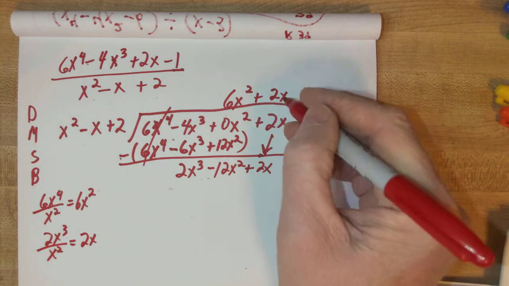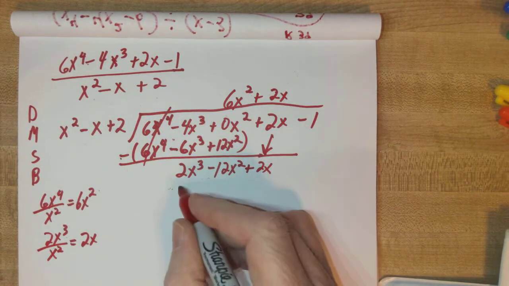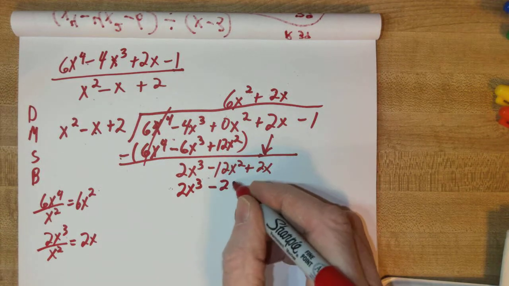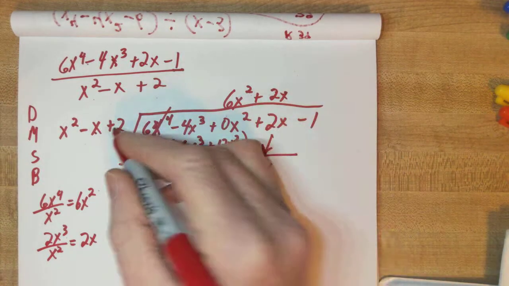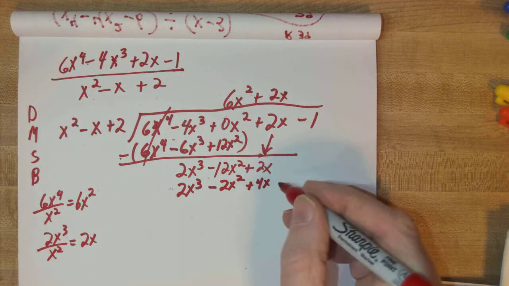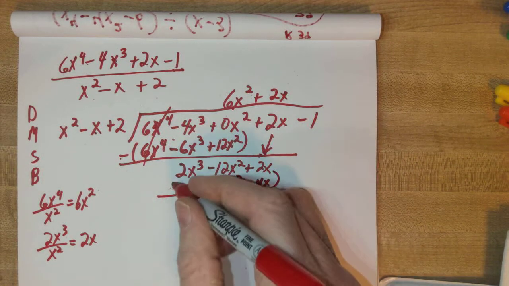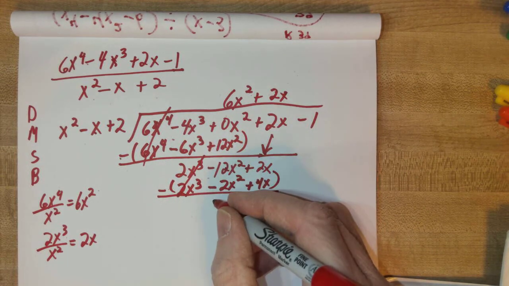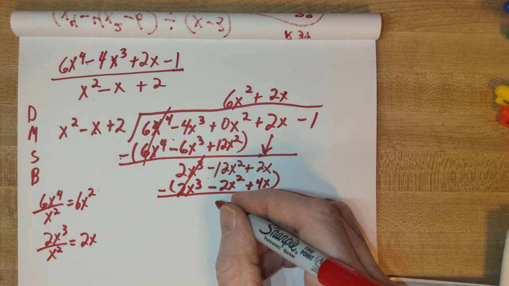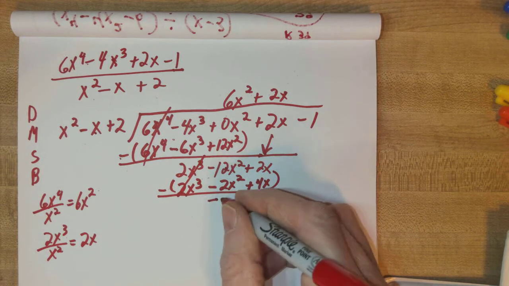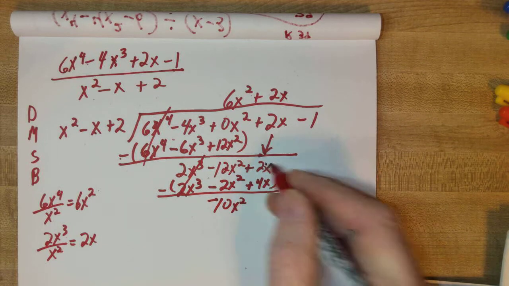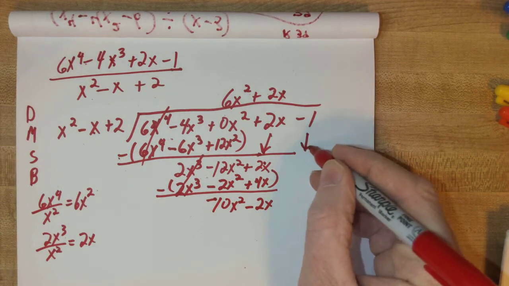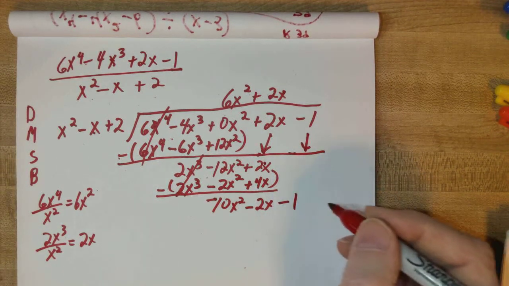So I'm going to go plus 2x. That's my dividing. Now my multiplying, which I distribute. 2x times x squared is 2x cubed. 2x times negative x is negative 2x squared. 2x times 2 is positive 4x. And we're subtracting. That cancels. Negative 12 minus negative 2. Negative 12 plus 2, which is negative 10x squared. 2x minus 4x is negative 2x. And one more to bring down. That's negative 1.